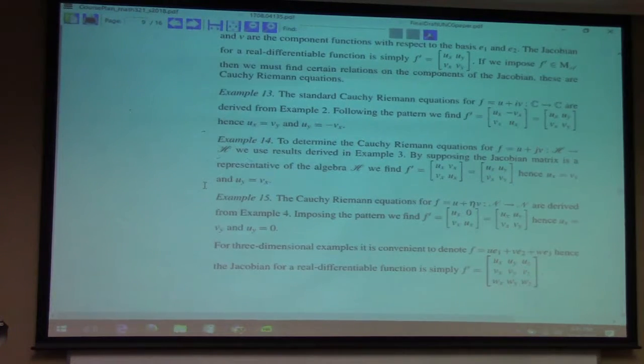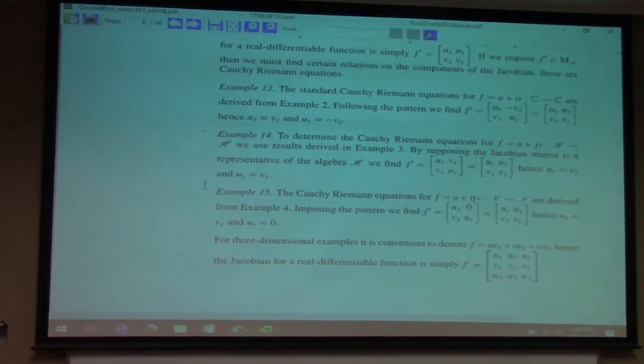For the hyperbolic numbers, we have to have the pattern a, b, b, a, which means that, again, ux is equal to vy, but in this case, vx is equal to uy, no minus. And then there are Cauchy-Riemann equations for the null numbers, which look like this. ux is equal to vy, uy is just equal to 0, and vx is free.